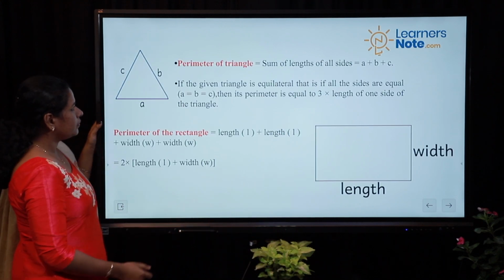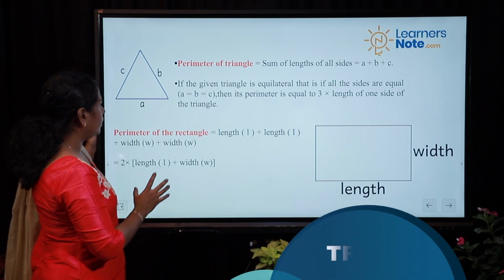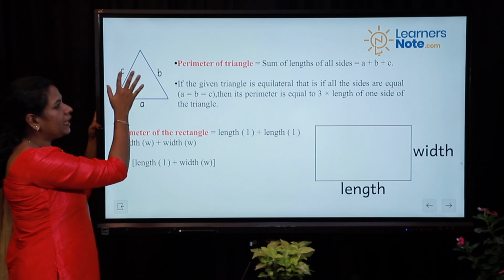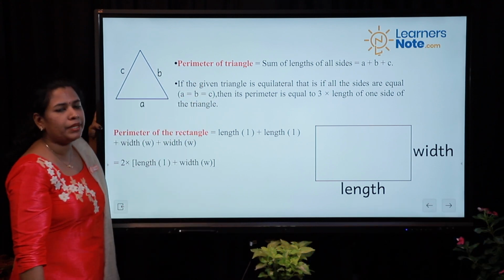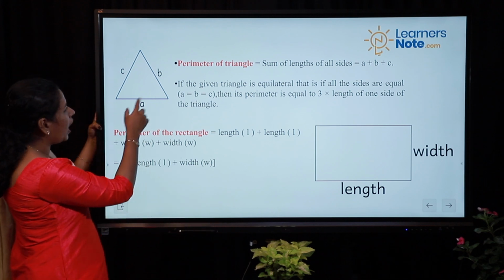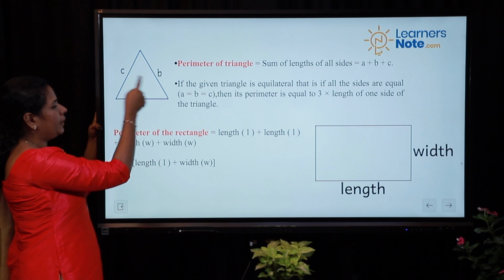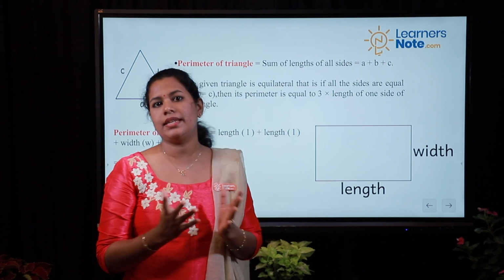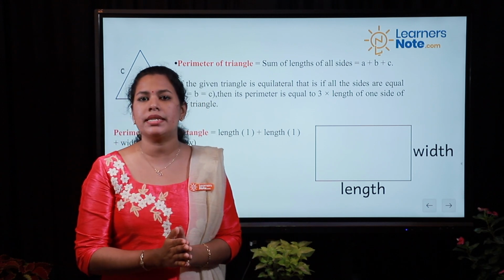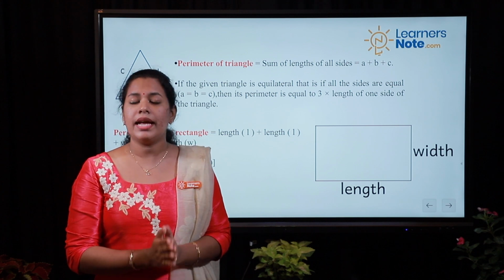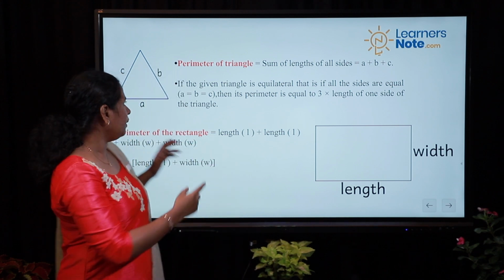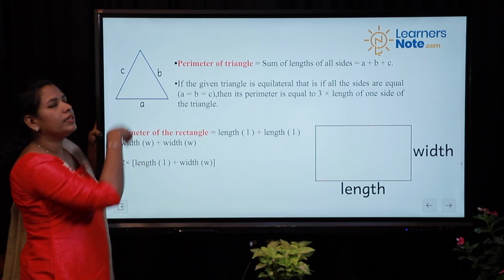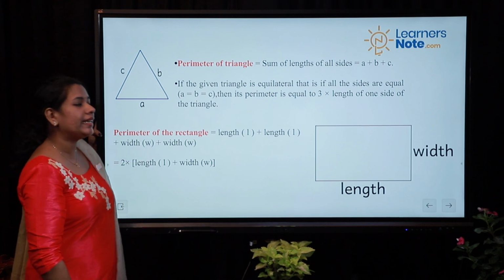Next, the triangle, which has three sides. I have marked the sides as A, B and C. For calculating the perimeter of a triangle, we add the three sides, that is A plus B plus C. But in the case of an equilateral triangle, which has equal sides and equal angles, we can mark all sides as A, replacing B and C with A. By adding all three sides, A plus A plus A, we get 3A.